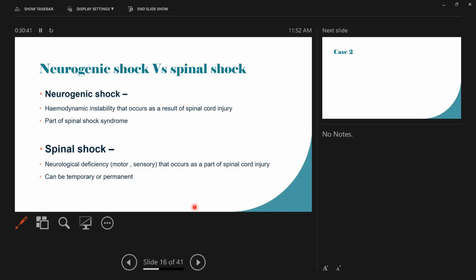Okay, so spinal shock is something where you actually describe the situation of lack of motor and sensory innervation in a patient. So it's not actually anything to do with the cardiovascular system. And this can be temporary or permanent. Okay, so that is the neurogenic shock patient you might come across in surgical wards.